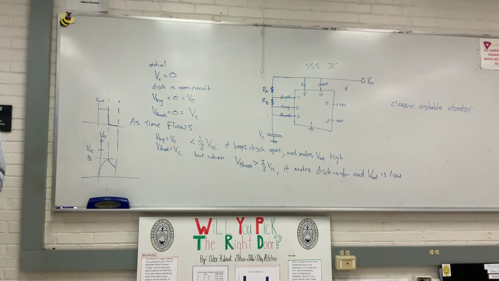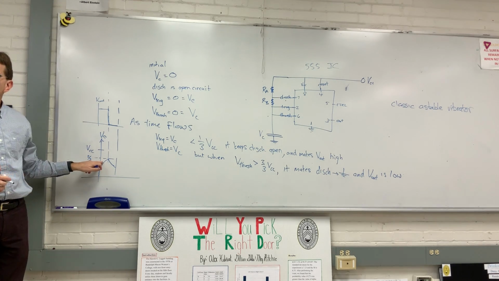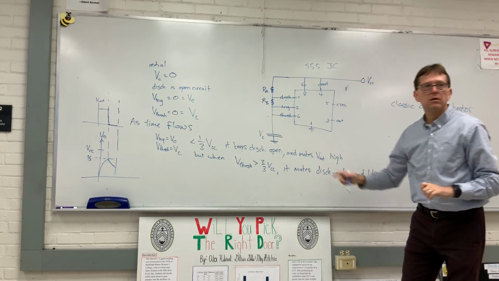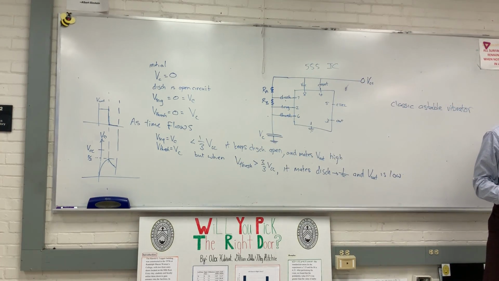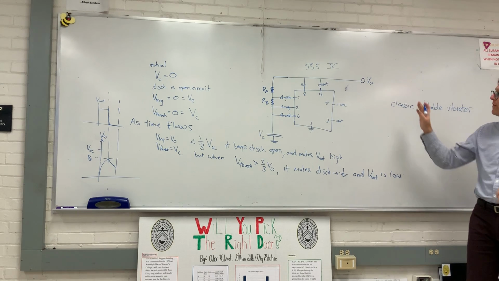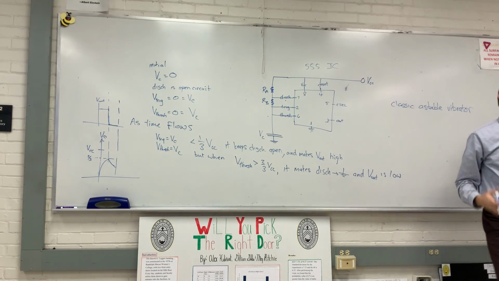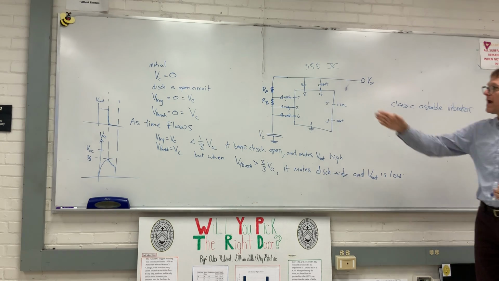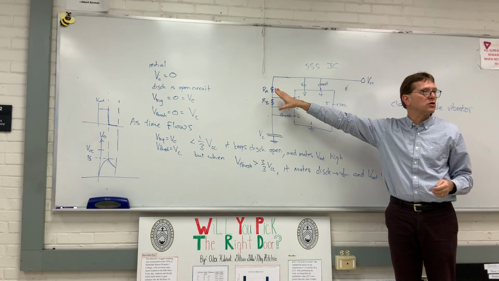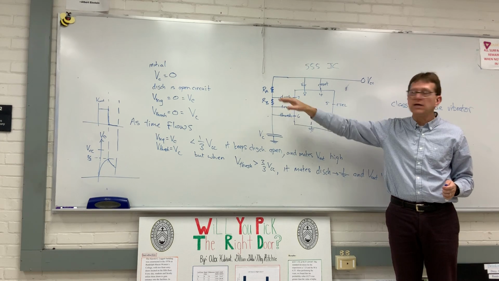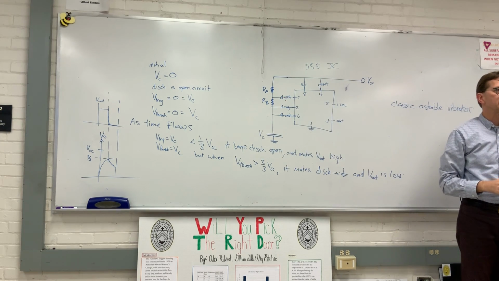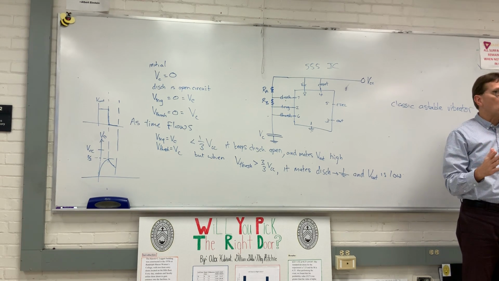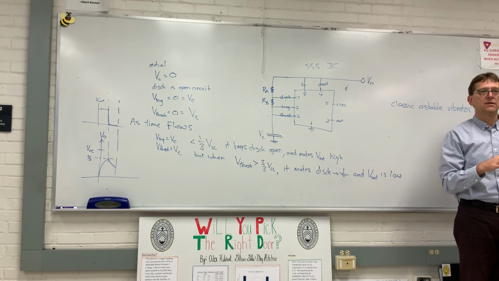What I want you to notice is that when the capacitor is charging, what resistance is it charging through? What resistance does the current have to move through in order to charge the capacitor? RA plus RB, right? The total resistance of the circuit is RA plus RB when it's charging. And when it's discharging, what's the total resistance of the circuit? Just RB. So it's going to discharge and charge at a different rate.